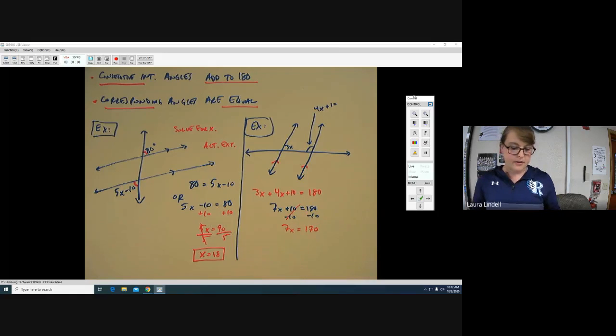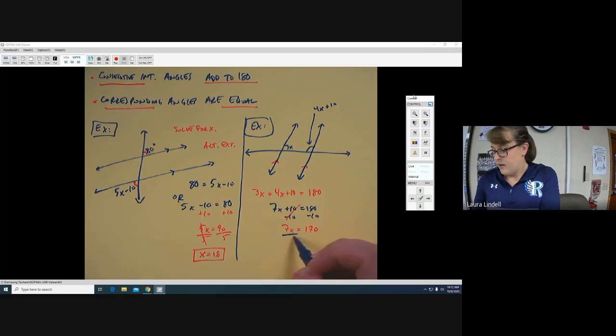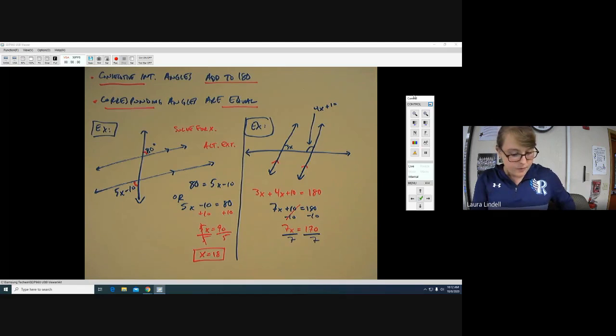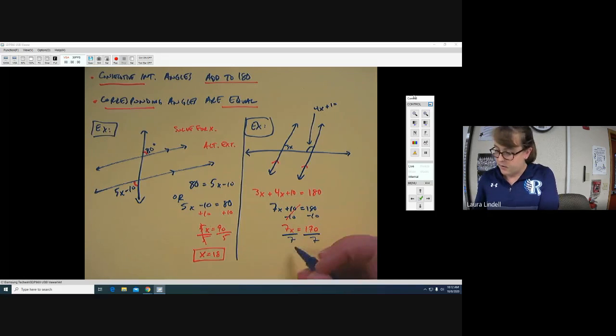And then I don't think this one has a very nice answer, but that's okay. Sometimes you get decimals. Dividing by 7 on both sides. 170 divided by 7 is 24.285.